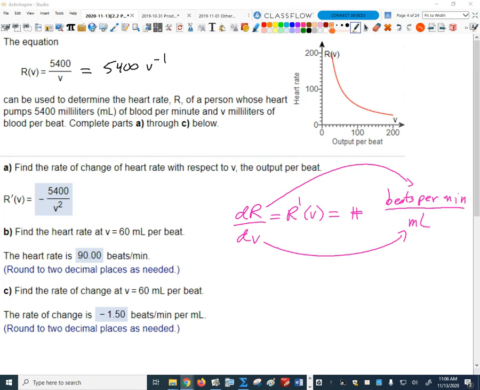Okay. So now try to interpret this. That means that when the volume per beat is 60 milliliters per beat, if I change that slightly, that's going to have this kind of an impact on my heart rate, right? This is how fast the heart rate is changing in response to a change in the volume per beat. It kind of tells us how sensitive the output is to a change in the input. Okay.